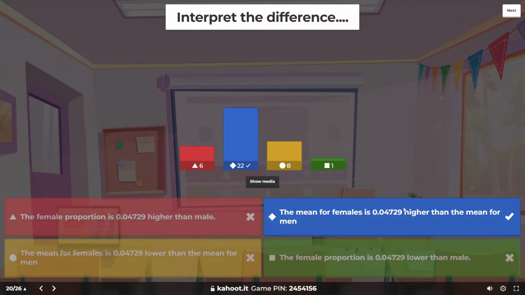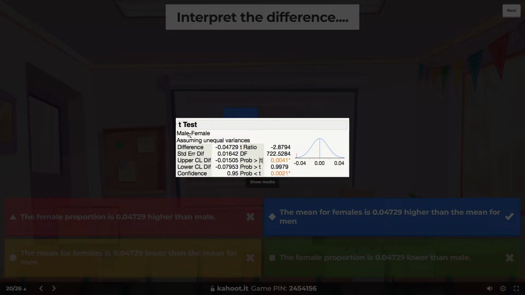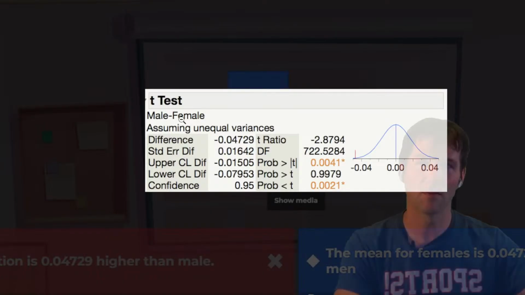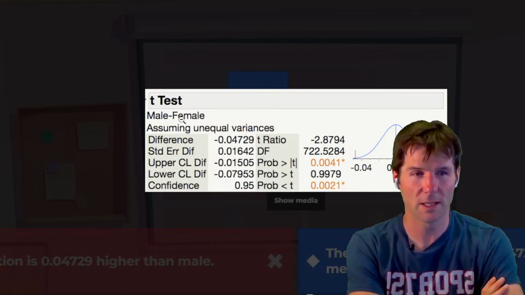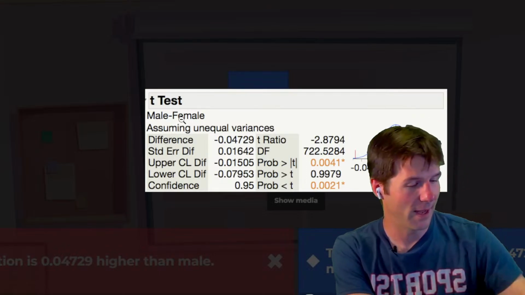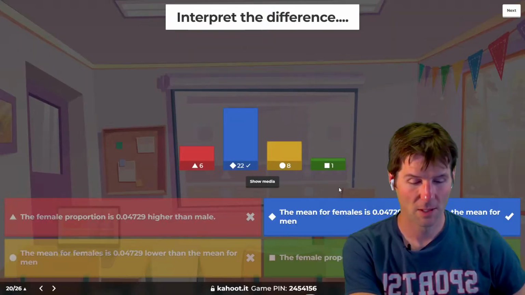The mean for females is this much higher than the mean for men because the difference is negative. And if there's a negative difference, that means the second mean over there is the higher one, the negative one right there. That is what we have right there.